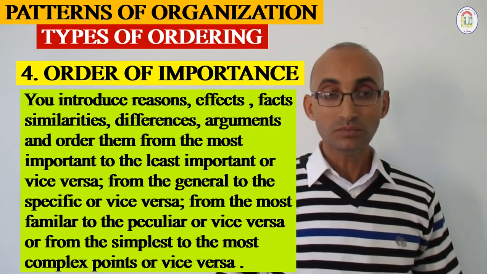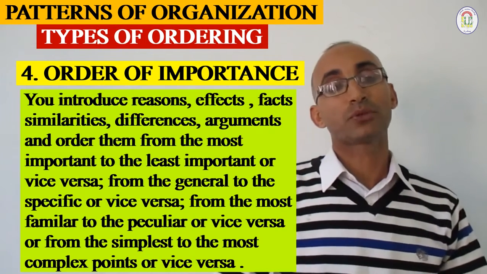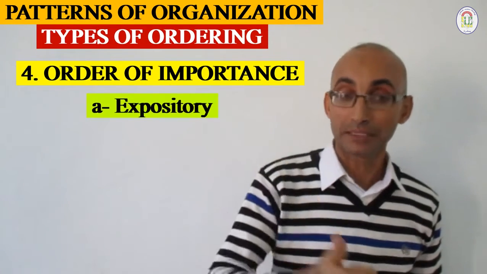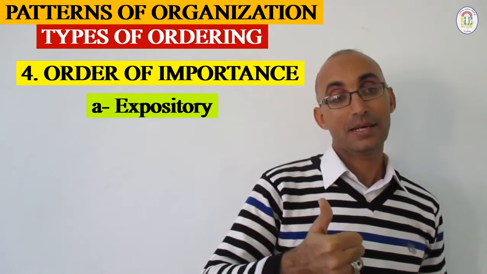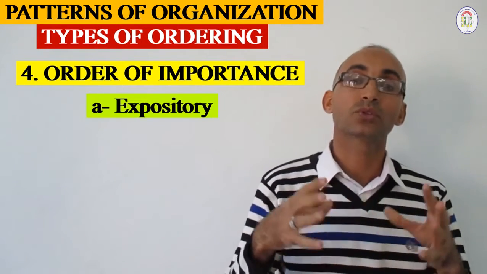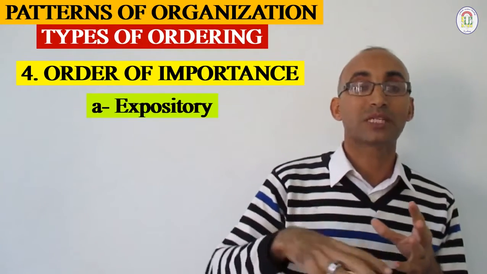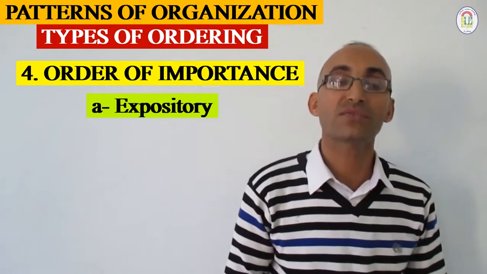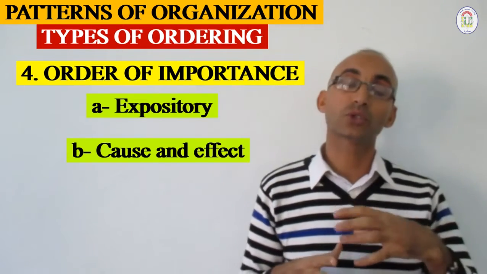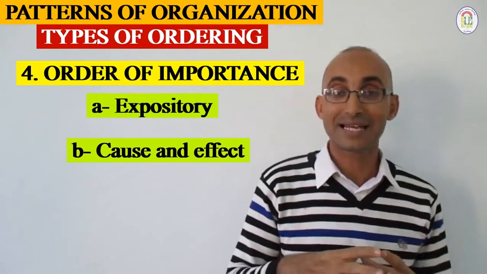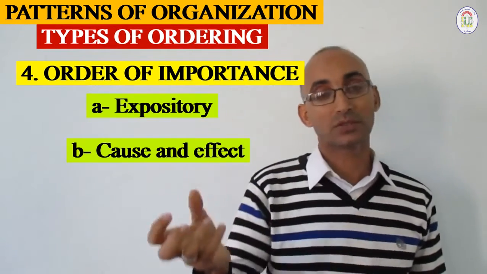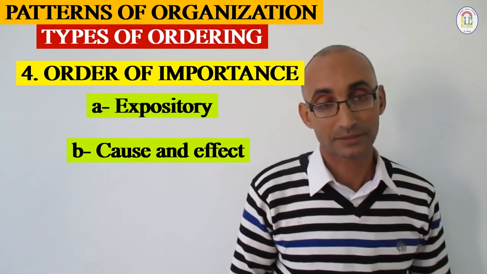Good. So, under this order of importance, we find different patterns. We find the expository pattern, writing, essays. When you expose facts, also order them according to their importance, from the most important to the least important, or vice versa. Also, we find the cause and effect pattern. Here also you order your causes or your effects in the essay from the strongest to the weakest, most important, least important, or vice versa.